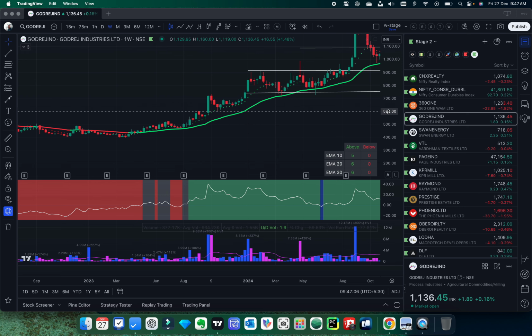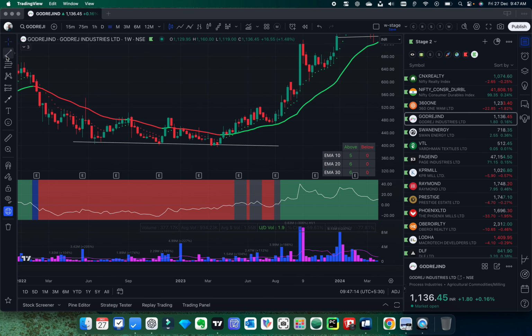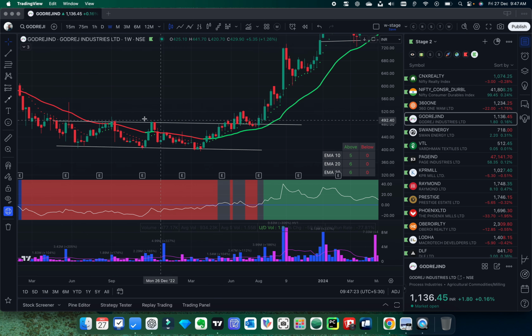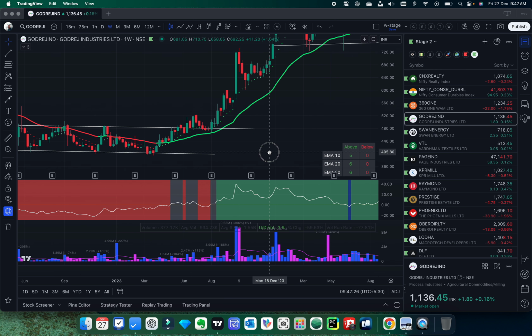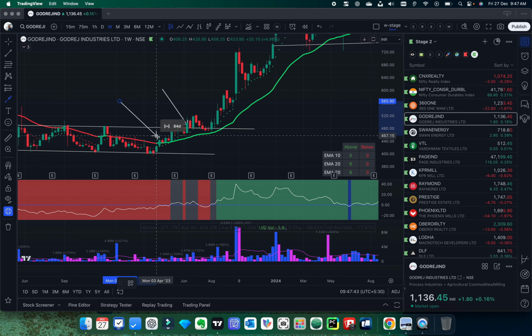This is Godrej Industries. You see here there is a good base which has been created. There is a well-defined support, and there is a well-defined resistance over here. So the stock is trading within this range, and once the stock breaks out here, you observe the volume is good. Actually it started coming on this moving average from this place, and the volume was picking up.